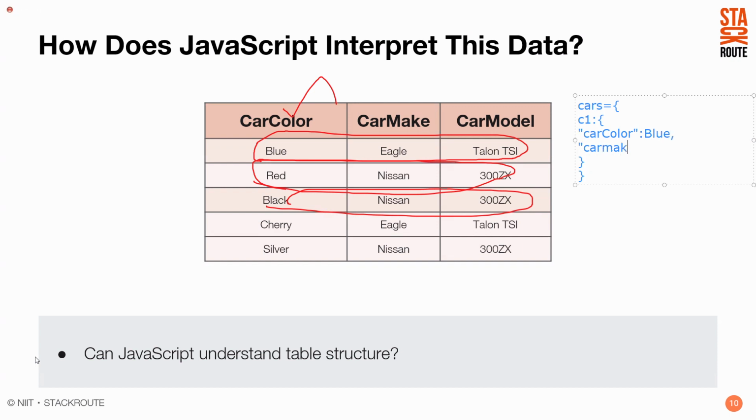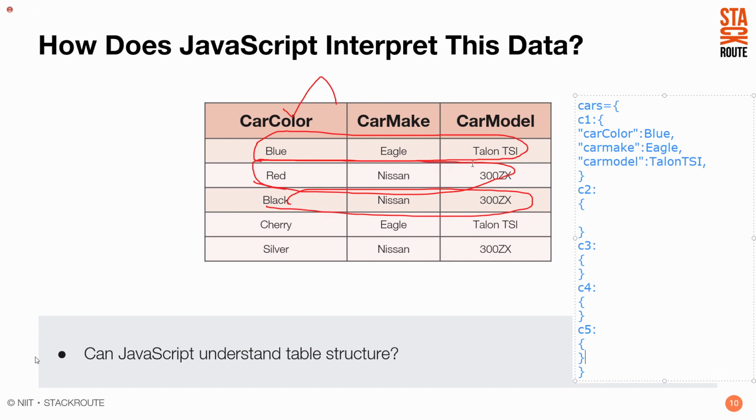What is that? Car make. And please use lower camel case for keys, in double quotes. If it is a variable, use lower camel case. Eagle. Car model: Talon TSI. Likewise, you will have C2. Can you relate? Likewise, you will have 5 cars. You can handle this table structure in the form of key value pair objects.